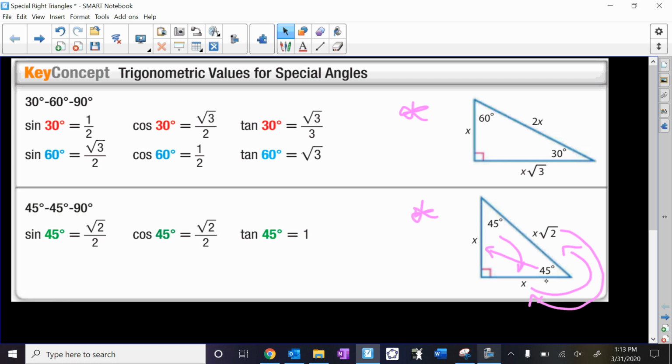And then for your 30, 60, 90 triangles, your favorite side length is always across from the 30-degree angle. That's your short side length. Once you know your short side length, you can either go to the long leg, which is taking it times the square root of 3, or you may go to the hypotenuse by multiplying by 2. So make sure that you always get your short side length, which is across from your 30-degree angle, and then you should be good to go.